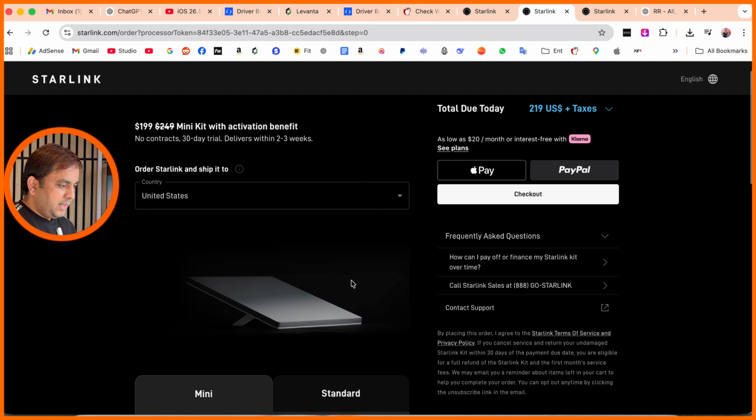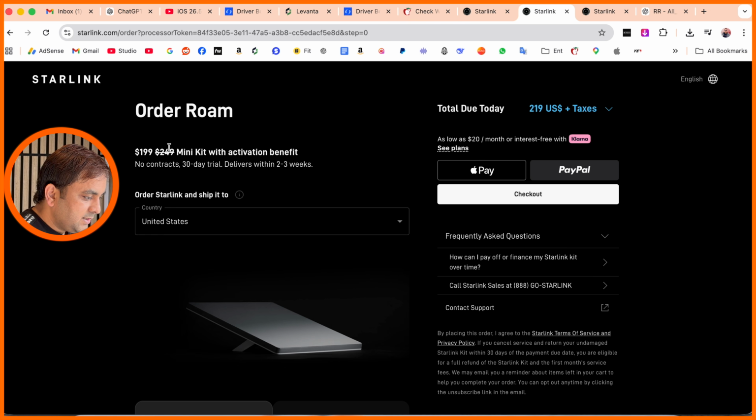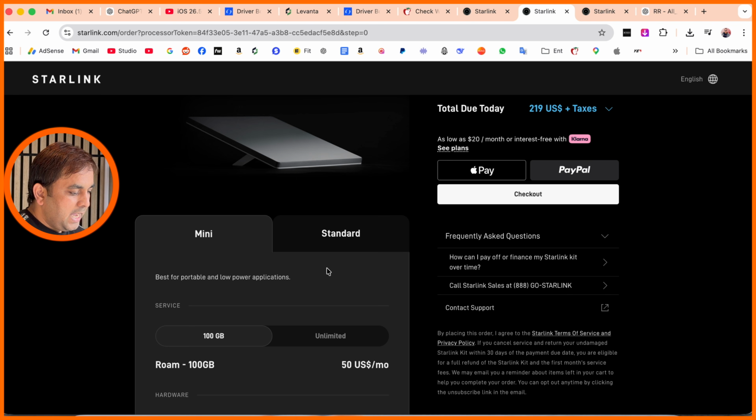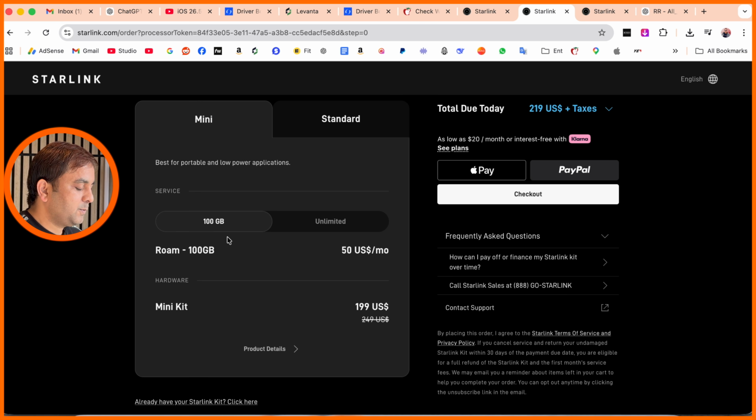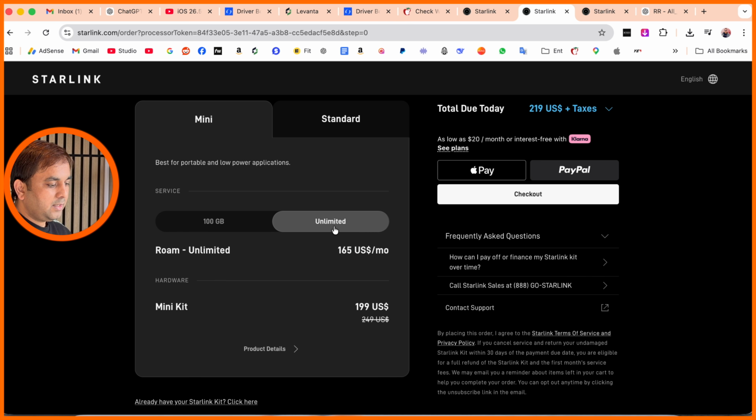Look at this: from a United States point of view, the mini kit price is $199. Activation benefits also include no contract, a 30 day trial period, and delivery within 2 or 3 weeks, depending upon your location and address. From a subscription point of view, we receive the mini and standard kit. For the roam subscription, two plans: for 100 GB you need to pay $50, and for unlimited internet you need to pay $165. The mini kit price is $200.